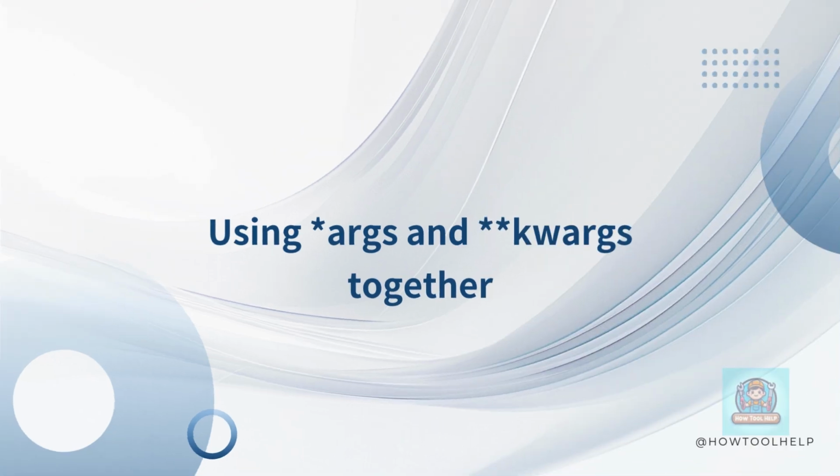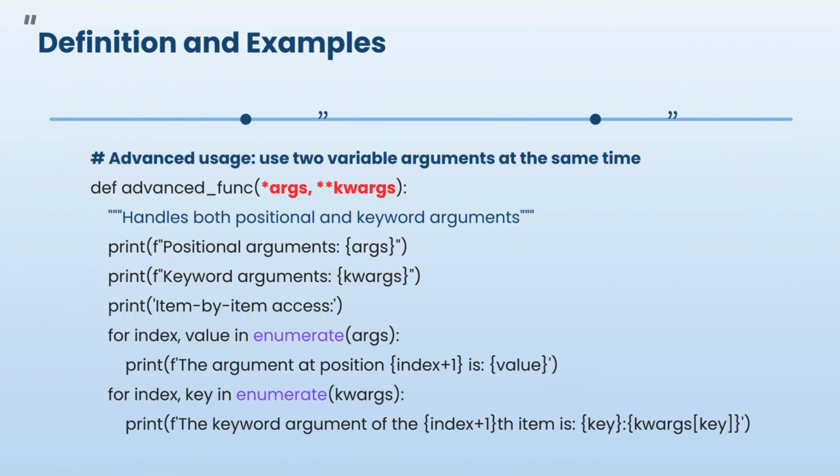4. Using both asterisk arguments and double asterisk keyword arguments. Sometimes, we may need to handle both positional arguments and keyword arguments simultaneously. In such cases, we can use both asterisk arguments and double asterisk keyword arguments together. Let's look at an example.